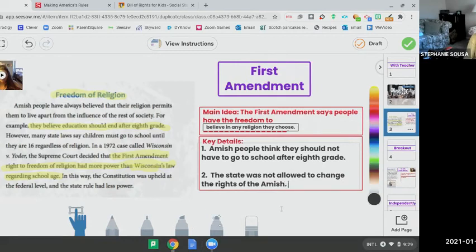Okay, so the country, America, in its governing document said everybody is allowed to have this freedom. Wisconsin tried to say, no, they shouldn't have this freedom. They should have to go to school. And the Constitution, according to the Supreme Court, says you're not allowed to do that, Wisconsin. You can't change people's rights. You can't change their freedoms. Okay, so they weren't allowed to be more strict.